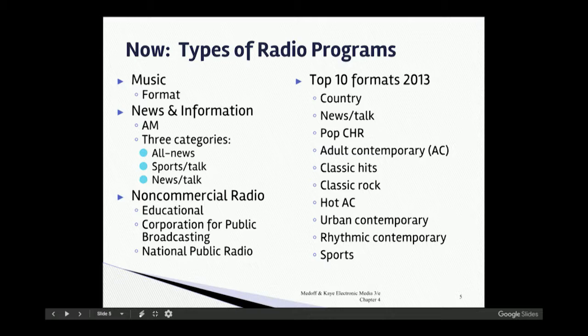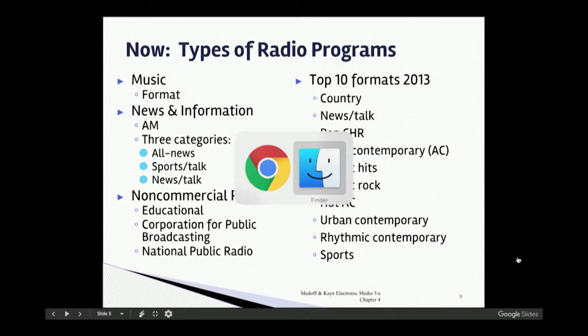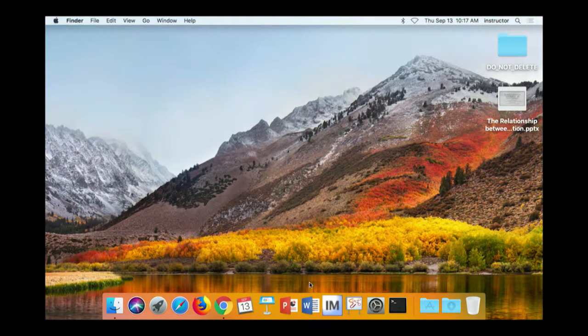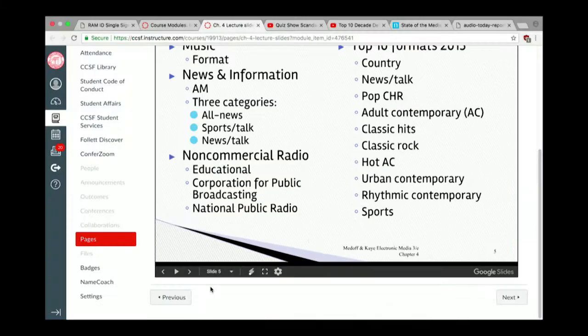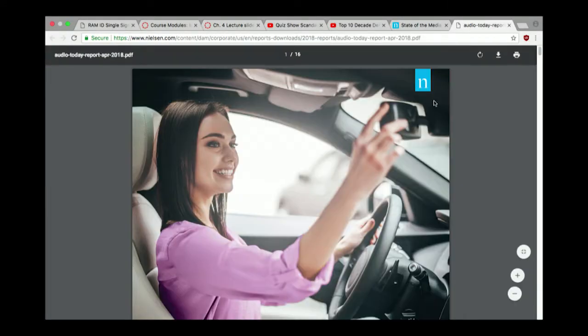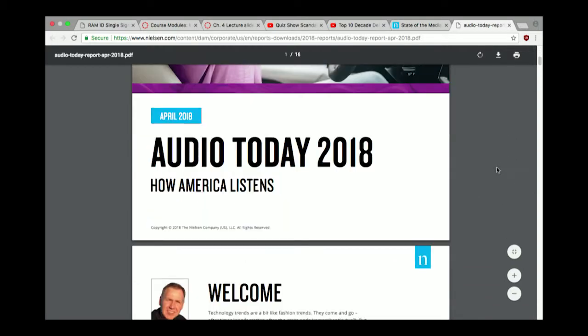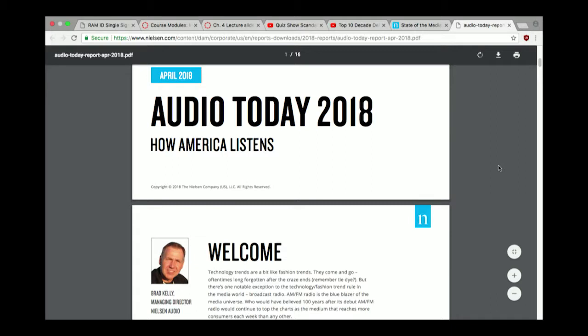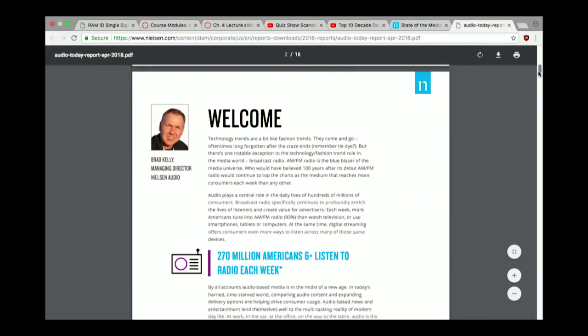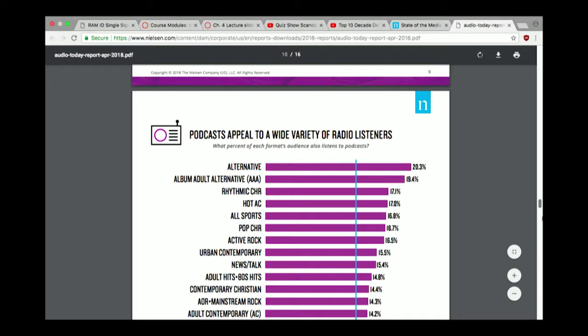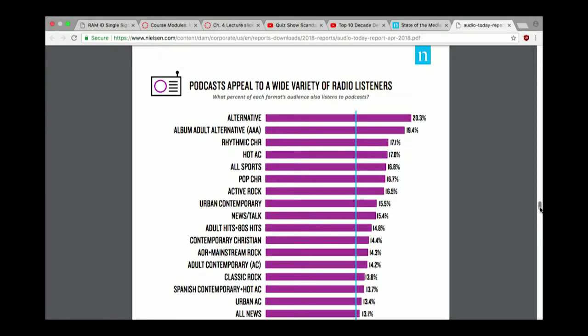So if we look at music radio, those are the top 10 formats in 2013. I don't think it's changed all that much, and I just downloaded a report from Nielsen, which tracks this kind of thing. Whoops, I guess I have to get out of the full screen to see that. If you want to check this out because you're interested, look up Audio Today. This is a quarterly report from Nielsen, which, y'all know, does the television ratings. They also do radio and podcasts. Look at that, they no longer say Radio Today, which they used to. It's Audio Today. This is just the tip of the iceberg of all the marketing information that exists out there, and this is what they give away to us free.